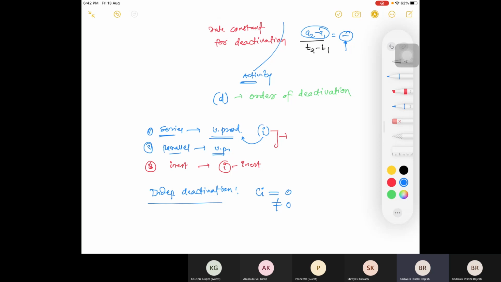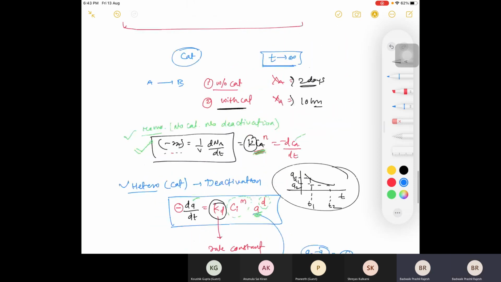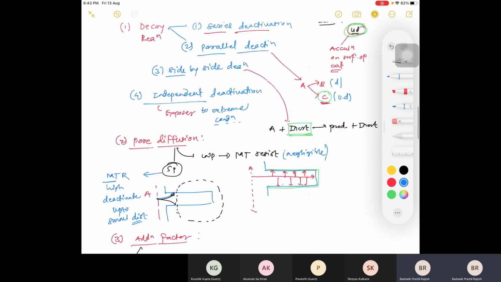Kaushik, want to add? In case of independent deactivation, I'll move on here.